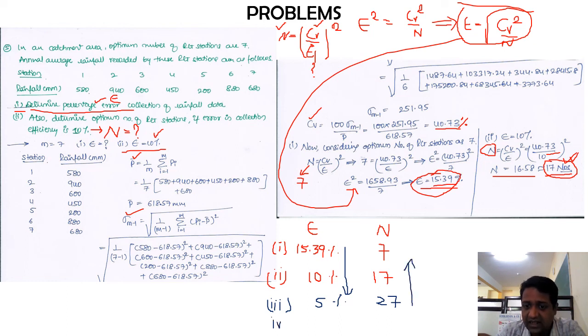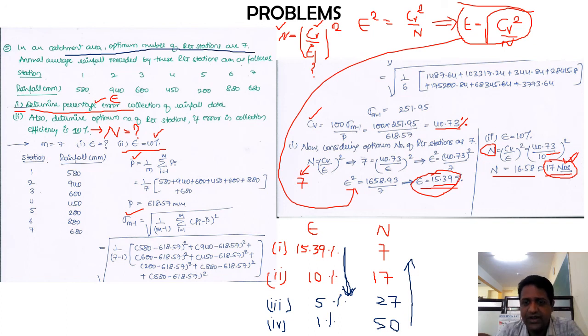Similarly, if the last one says the error is, let us say, 1%, at that point it may reach a value of something like 50, because your accuracy is increasing. As and when the error is reducing, your accuracy is increasing, and in turn the optimum number of rain gauge stations in that catchment area is going to increase. Keep this in mind. Whenever they ask such a question, there is no difference; you go with the regular flow. The only thing is, whenever they give you such details in the question, you need to make sure that you write all those things properly.